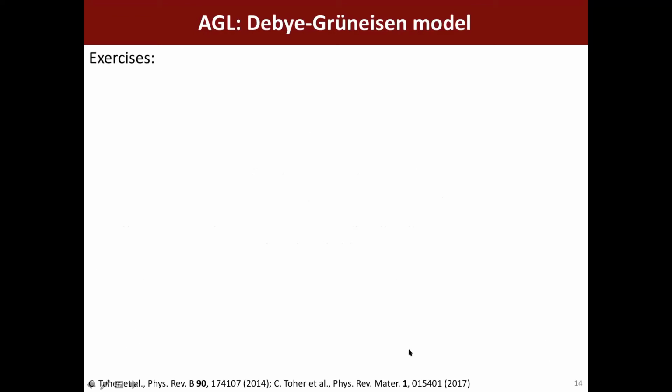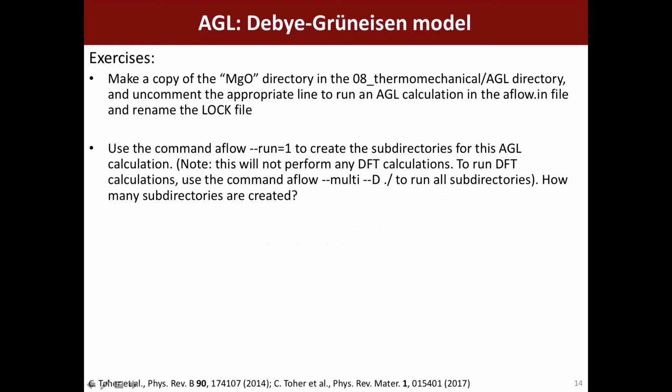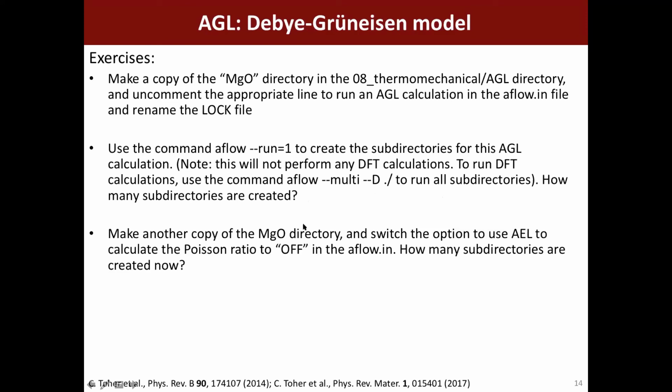Okay, and now we have some more exercises. So again, this time we go into the AGL directory, uncomment the appropriate lines for an AGL calculation, and rename the lock file. We need to do this each time we create one of these directories and want to run something. You again use this command to create the subdirectories and then see what happens. Now make another copy of this directory. Again, rename the lock file, switch this AEL option to off, uncomment the AGL calc line, and then see what subdirectories are created.